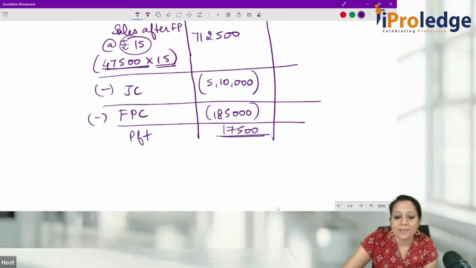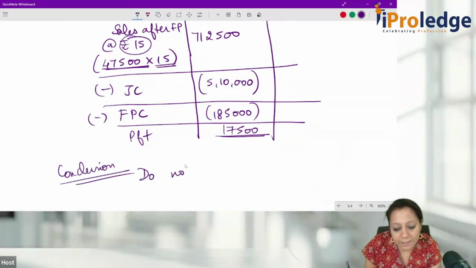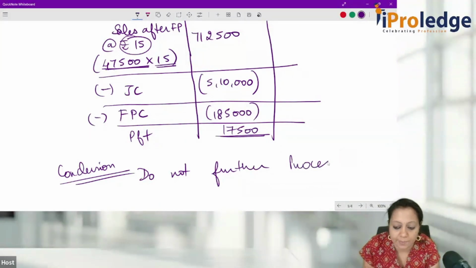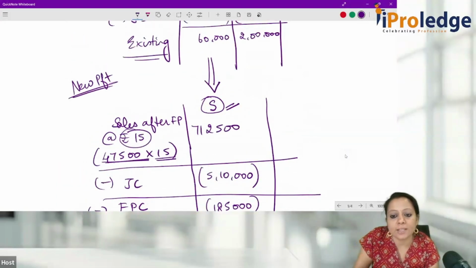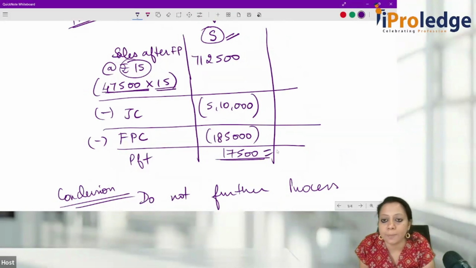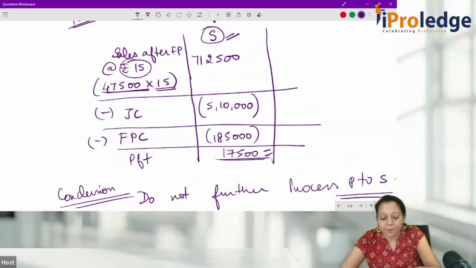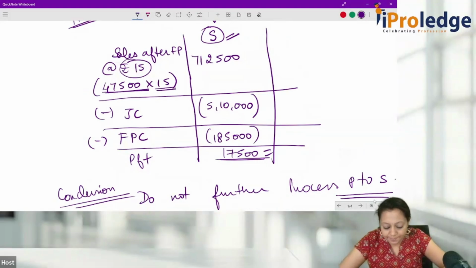Shall I proceed, ma'am? So, conclusion: do not further process. Why? Because before processing, I was getting 60,000 profit. After processing, I'm getting only 17,500 profit. That's all. Do not further process P to S. Over. Conclusion. Such a simple problem it is.